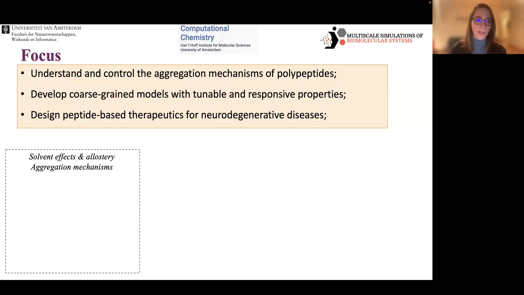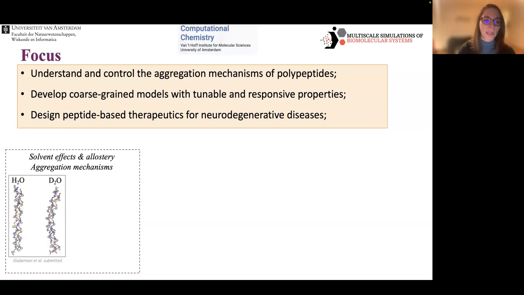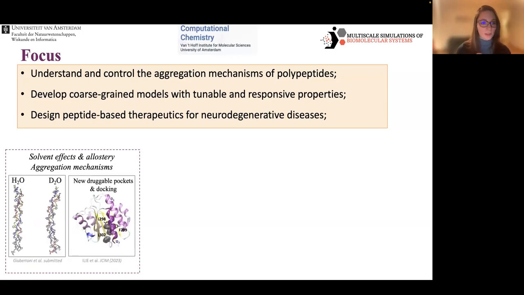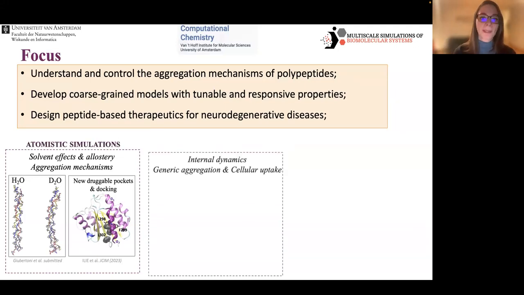Within this large spectrum, we explore solvent effects and allostery. That means we play very much with the solvents in order to identify new allosteric pockets in proteins that are otherwise undruggable. Or together with my colleagues at the University of Amsterdam, we also look at the really mild effects of solvent modifications on protein dynamics, kinetics, and thermodynamics.